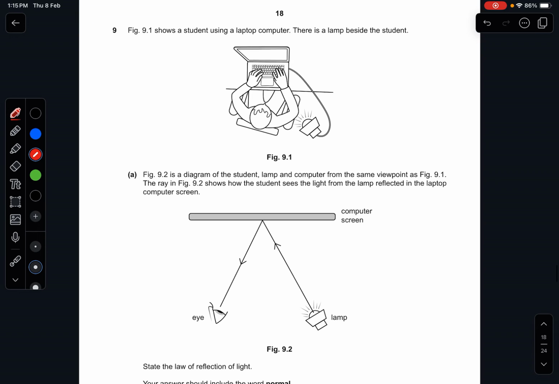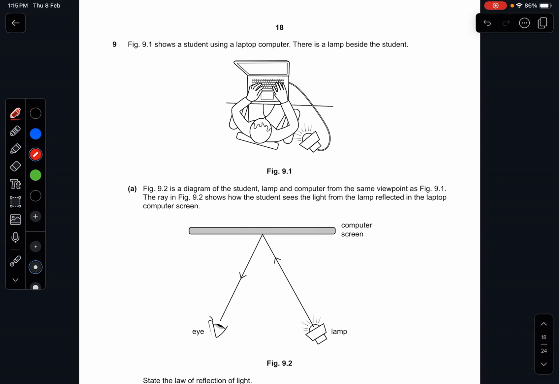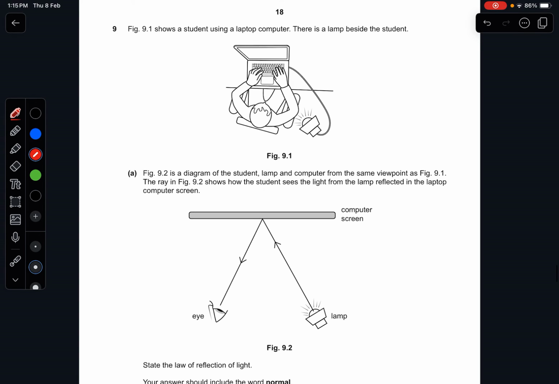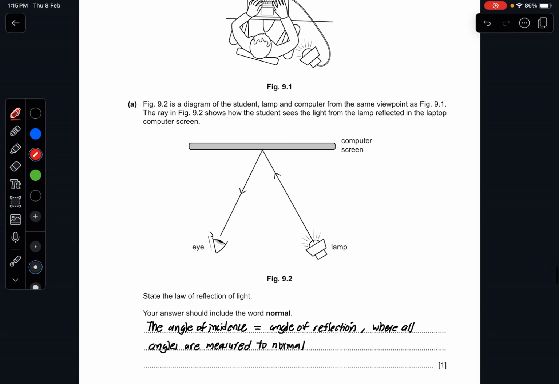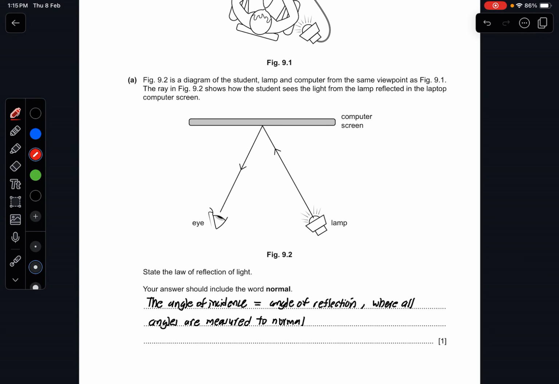Okay? Question number 9. Figure 9.1 shows a student using a laptop computer. There is a lamp beside the student. A. Figure 9.2 is a diagram of the student, lamp and computer from the same viewpoint as figure 9.1. The ray in figure 9.2 shows how the student sees the light from the lamp reflected in the laptop computer screen. State the law of reflection of light. Your answer should include the word normal.